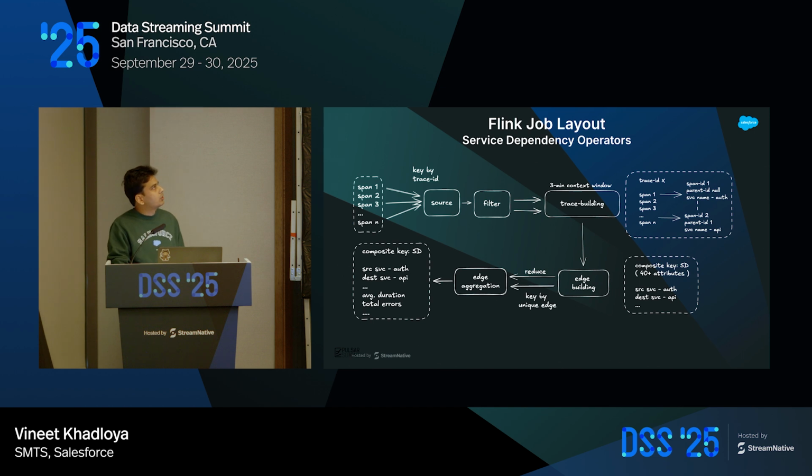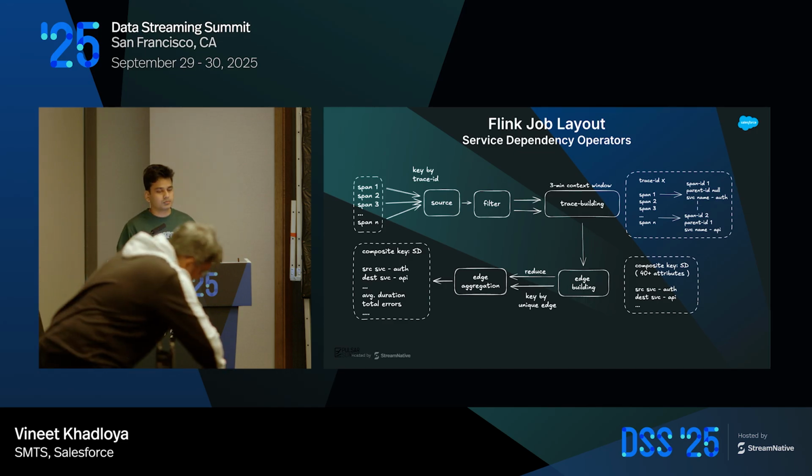Now let's go deeper into the Flink job layout. We have 5 main stages for which we have operators. Stage 1 and 2 are ingestion and filtering. Stage 3 is trace building. Stage 4 is edge building, and stage 5 is edge aggregation.